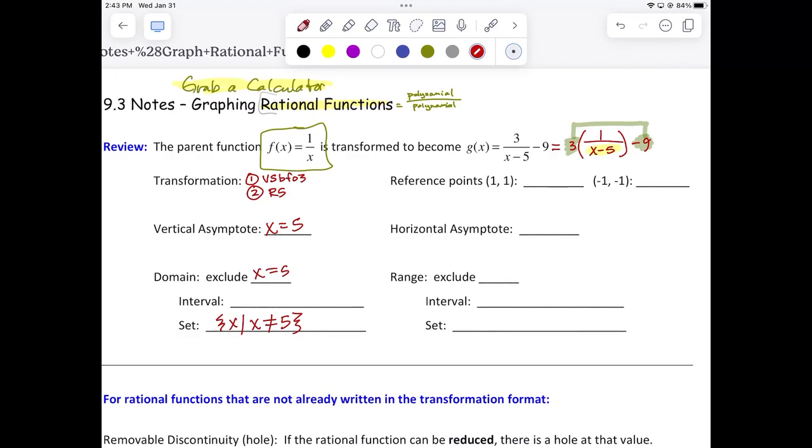That's the first time I say not equal to, because the domain is asking what values work. All of them but 5. 5 is the only one that doesn't work, okay?